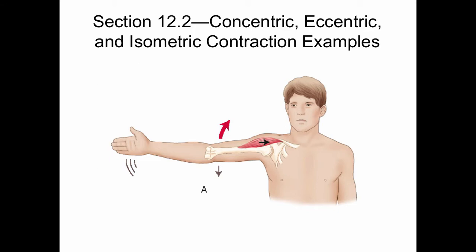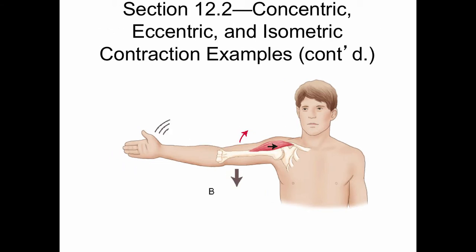One example of concentric contraction is shown here with the person abducting the right arm at the shoulder joint against the force of gravity. This force of abduction is created by concentric contraction of the abductor musculature. As the musculature shortens, the arm is lifted up into the air into the frontal plane.